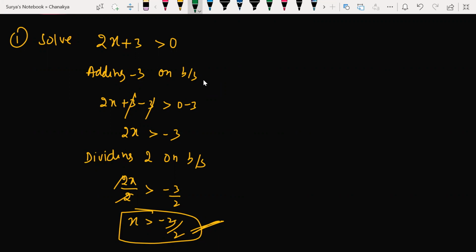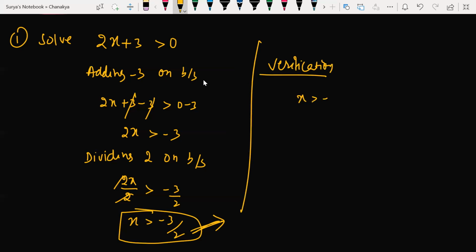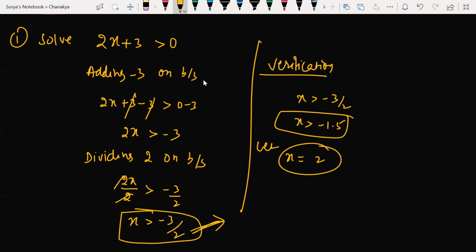Understood better now. So these are my possible values of x. Sir, x greater than minus 3 by 2, you said. So what is the proof for this? Verification. Let's go with verification. What I got is x greater than minus 3 by 2, which is nothing but x greater than minus 1.5. So let's take x value 2. Is it greater than minus 1.5 or not?